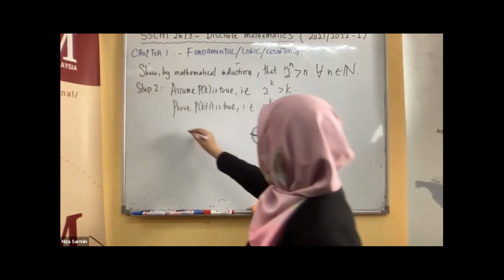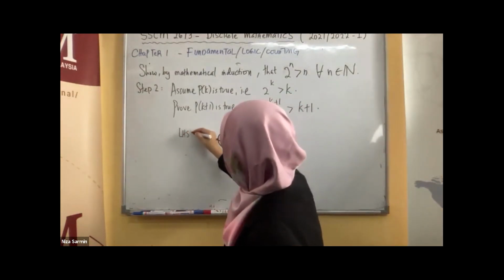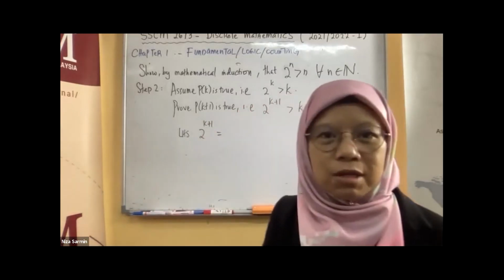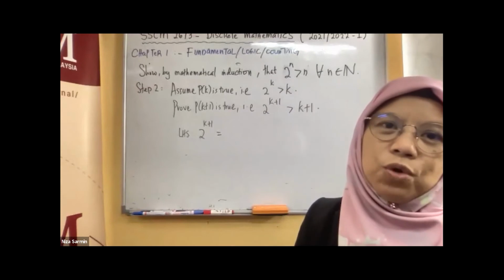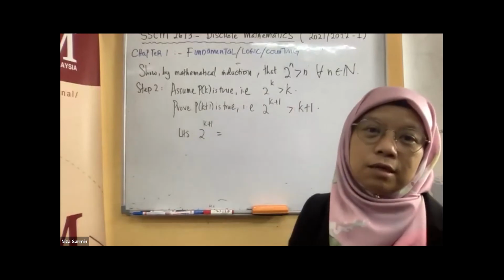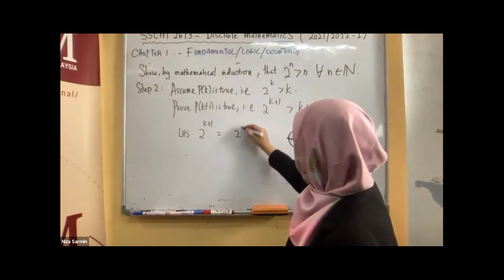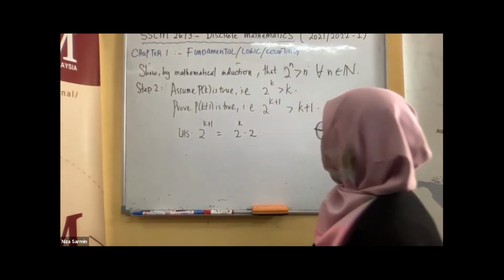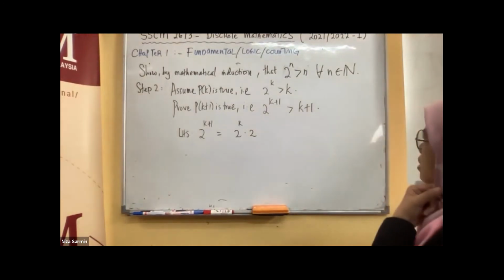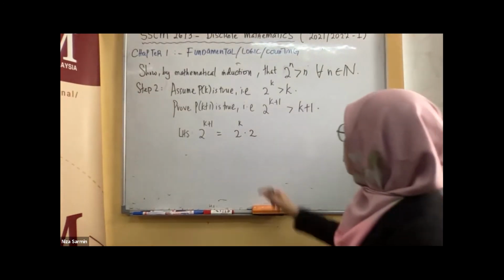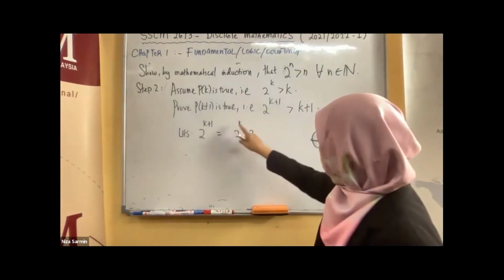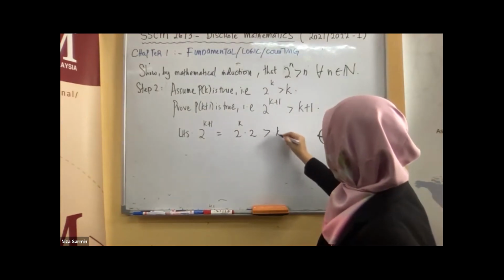So you take the left-hand side, 2 to the k plus 1 equal. I mentioned about the basic algebra, right? So you have to know at least how to get from here and replace that. So this is 2 to the k times 2. I want it 2 to the k, right? Okay. Now, 2 to the k is bigger than k. All right. So this 2 to the k is bigger than k, which is k times 2.